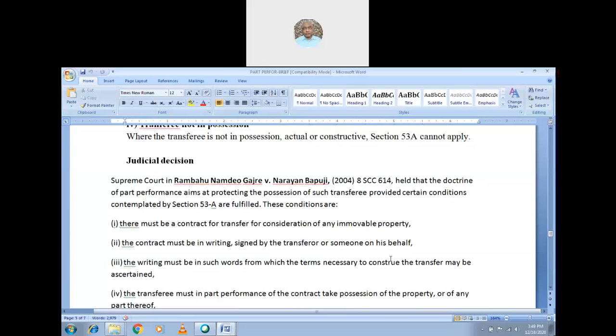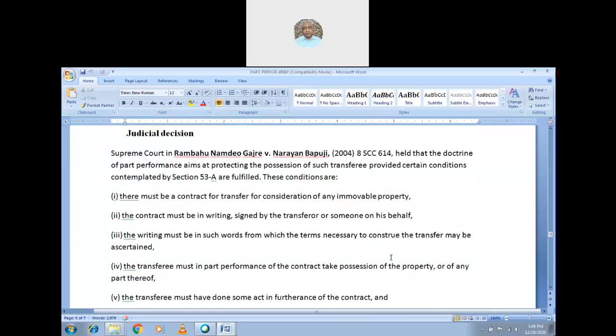సుప్రీం కోర్ట్ ఇన్ రామ్ బహు నామ్దేవ్ గజ్రే వర్సెస్ నారాయణ్ బాపూజీ, that is 2004 Supreme Court cases 614, held that the doctrine of part performance aims at protecting the possession of such transferee provided certain conditions contemplated by the section 53A. 53 తర్వాత హైఫన్ పెట్టుకోవద్దు, అక్కడ హైఫన్ పెడితే తప్పన్నట్టు. 53 పక్కకే క్యాపిటల్ ఏ ఉండాలా. A are fulfilled.